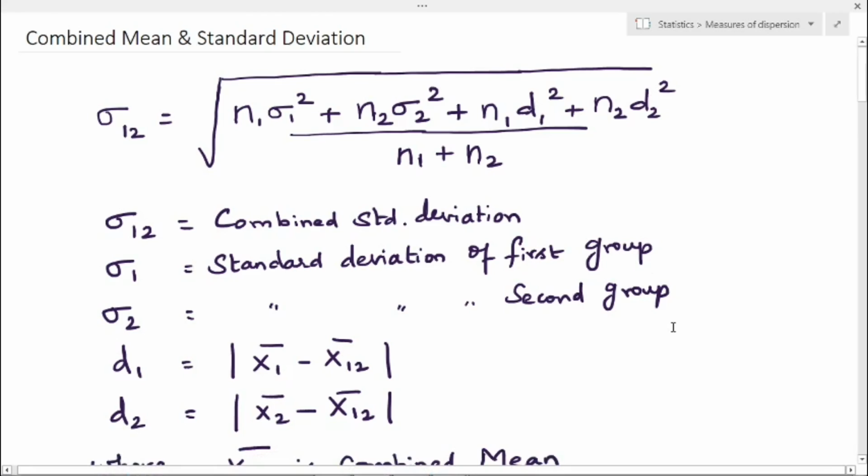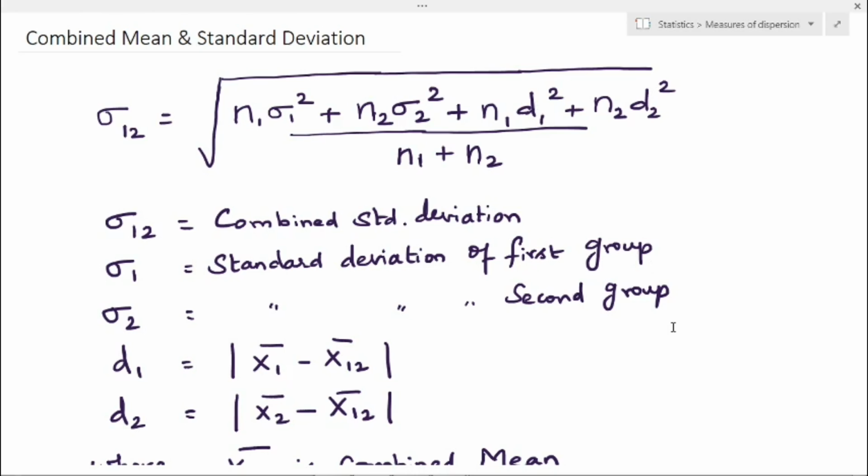In this video, we will learn about combined standard deviation. Earlier I have posted a video on how to calculate the combined mean of two or more groups. You could find the link for that video in the description below. Similarly, we can also compute the combined standard deviation of two or more groups.